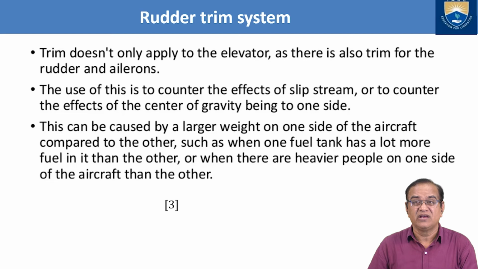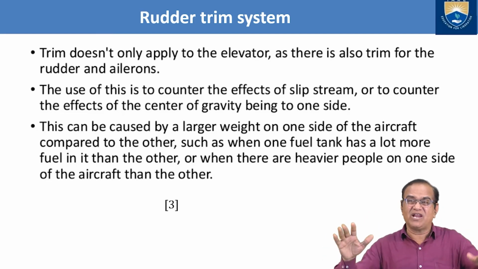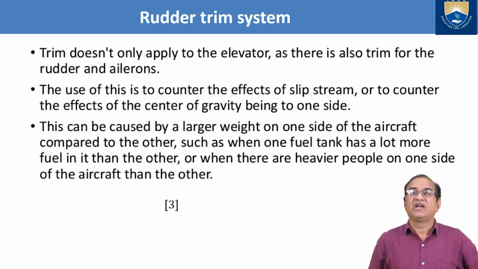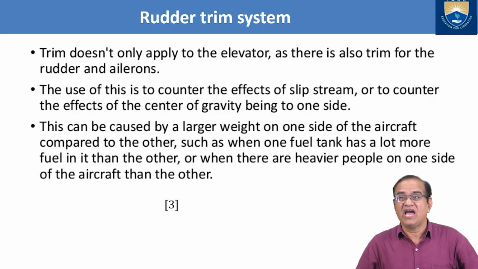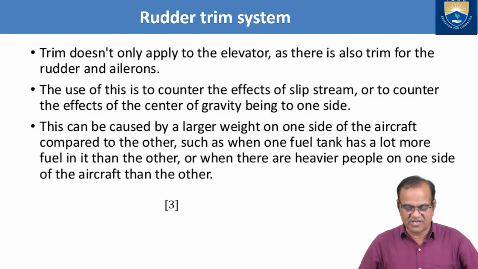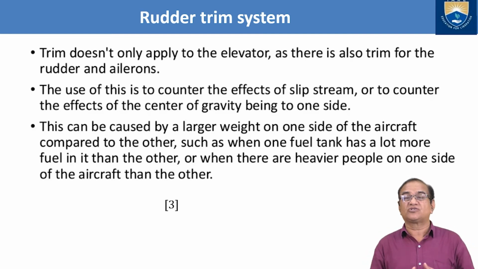So it is also to neutralize the slipstream, and also if there is a center of gravity variation, at that time trim tabs are used. This can be caused by a larger weight on one side of the aircraft compared to the other, such as when one fuel tank has a lot more fuel in it than the other, or when there are heavier people on one side of the aircraft than the other. So in that case also we have to use the rudder trim tab.